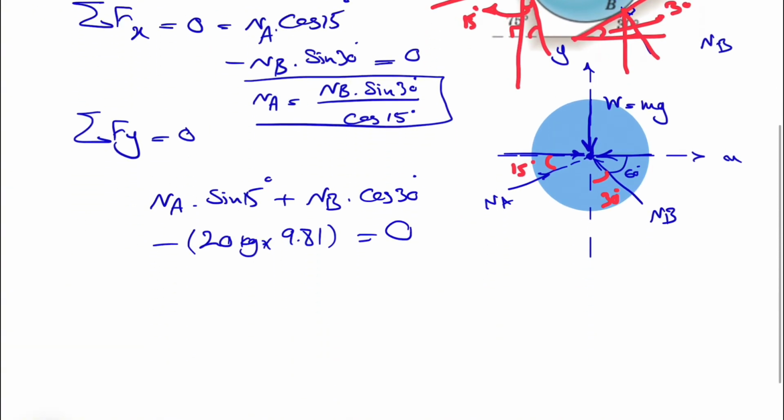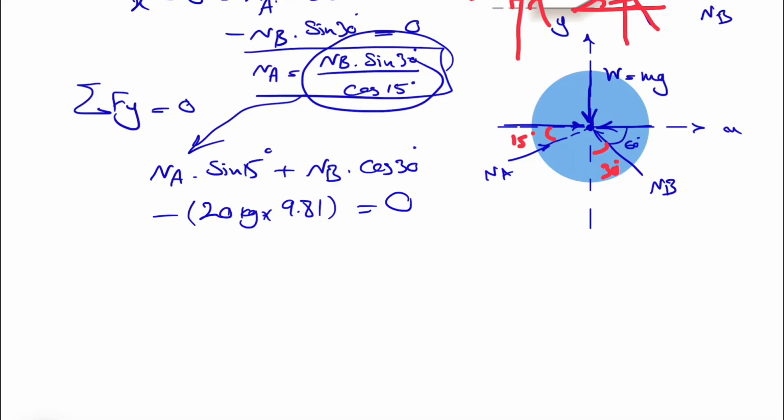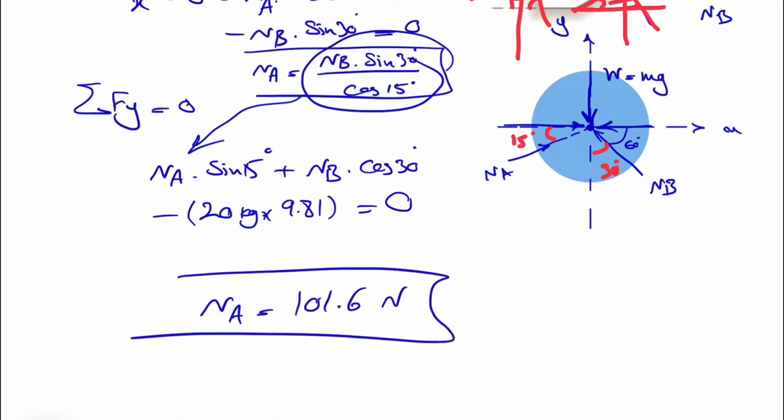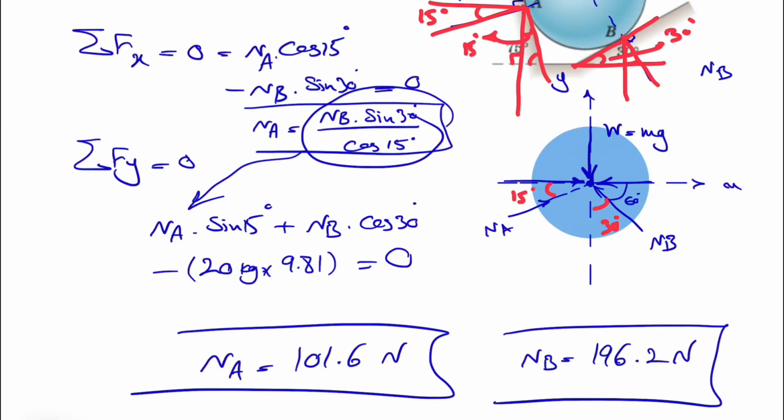All we need to do in here is plug in our NA into the second equation, and we have 2 equations, 2 unknowns. We can figure out NA and NB, and if we calculate that for NA, we get 101.6 Newtons, and our NB will be 196.2 Newtons. So yeah, that would be the final answer for this question.